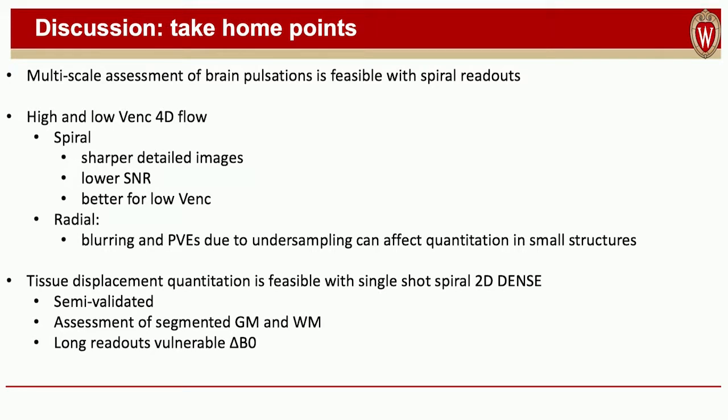And tissue displacement quantitation is feasible using single-shot spirals, using 2D DENSE. We have semi-validated this approach using optical imaging, and now we need to do more regional analysis, looking at changes in displacement in gray matter and white matter. We are still sensitive to off-resonance, especially for the longer readouts. We can correct some of it during the reconstruction, shifting the center frequency, and potentially do other things, but at least there are potential solutions to this problem.